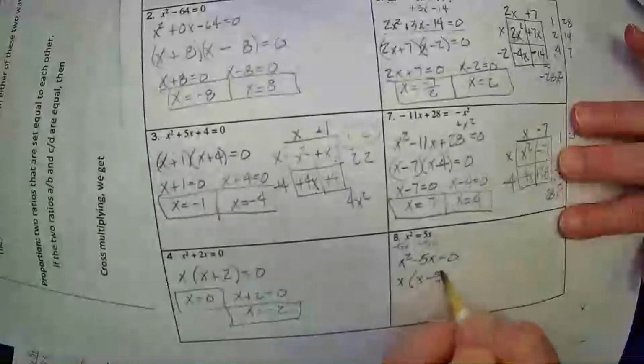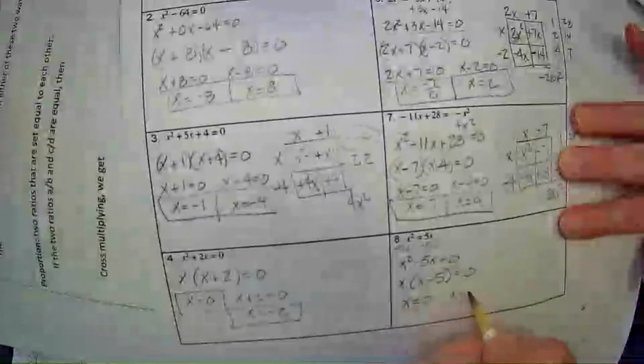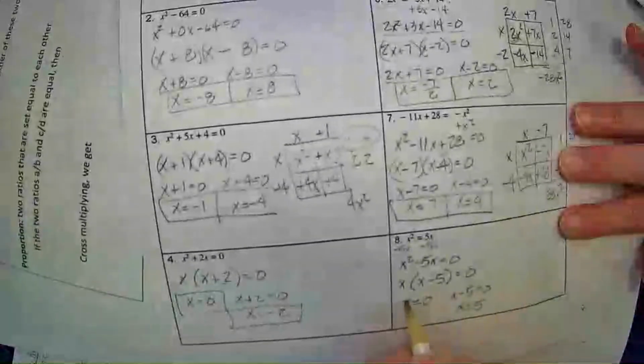Zero and -2. Here we talked about moving the 5x over. Pull a GCF. So x equals 0 and x minus 5 equals 0. So there are your two answers. Any questions?